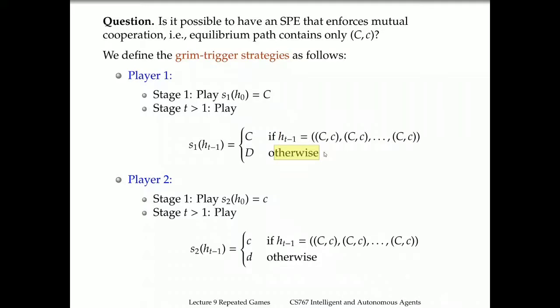However, if the history is not like this, it means that one of the players betrayed the other at some earlier stage. Then player 1 will say, okay, from now on, I will betray you, so the player would choose to play the action D. Exactly the same happens with player 2. Player 2 adopts the same strategy, starting by cooperating, but at every later stage it cooperates only when so far we have only seen mutual cooperation. Otherwise, it just betrays the opponent. This is when both players are playing the Grim Trigger strategy.